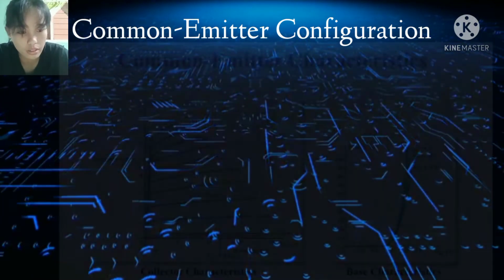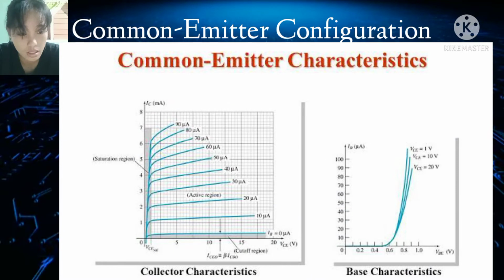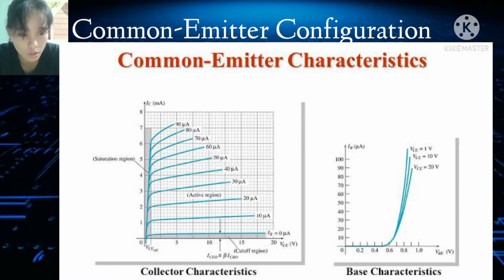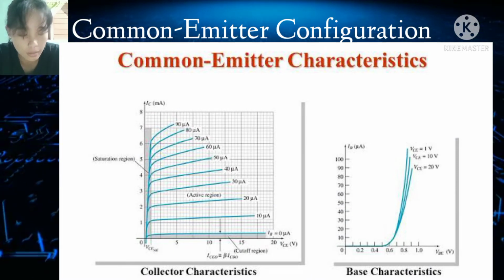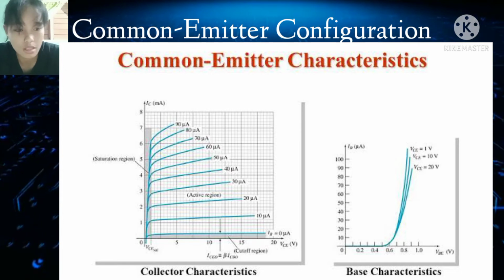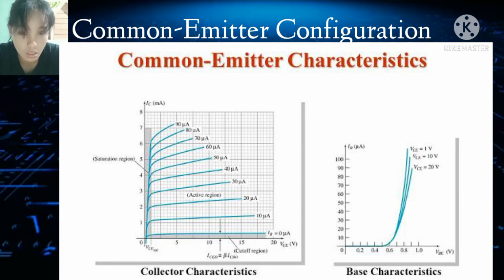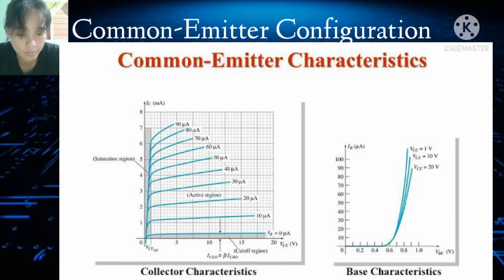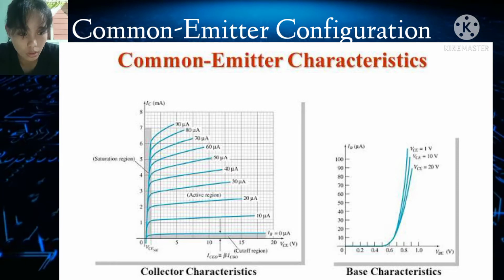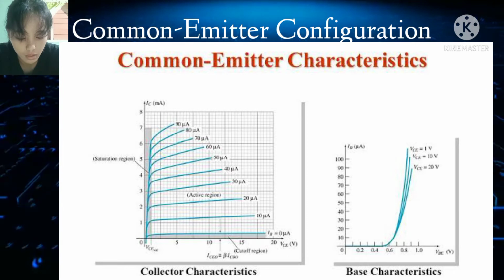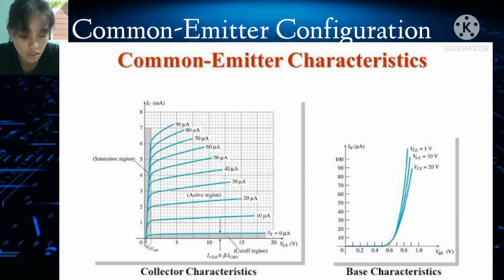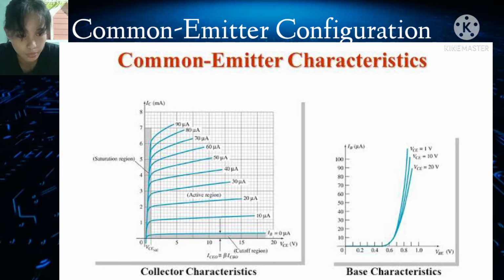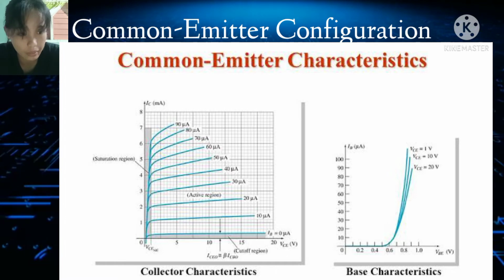For the collector characteristics, or the output characteristics, as shown in this figure, for example, we have our base current at 0. This means that there is no current flowing, so there is an occurrence of the cutoff region. And VCE is increased to different voltages. So parang i-repeat lang siya.